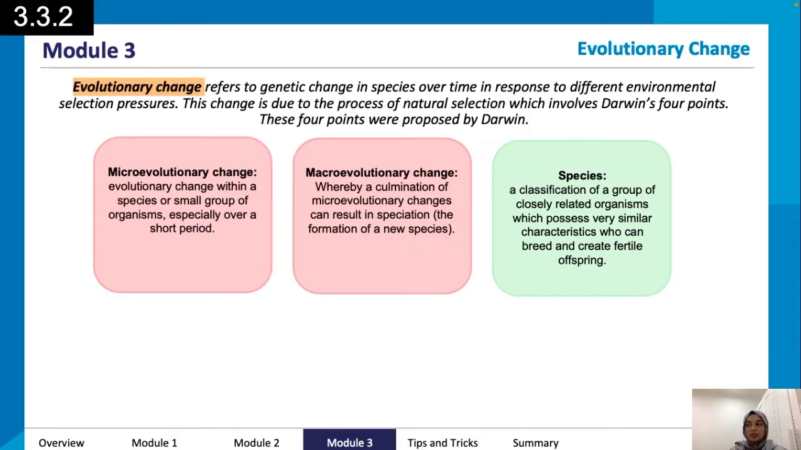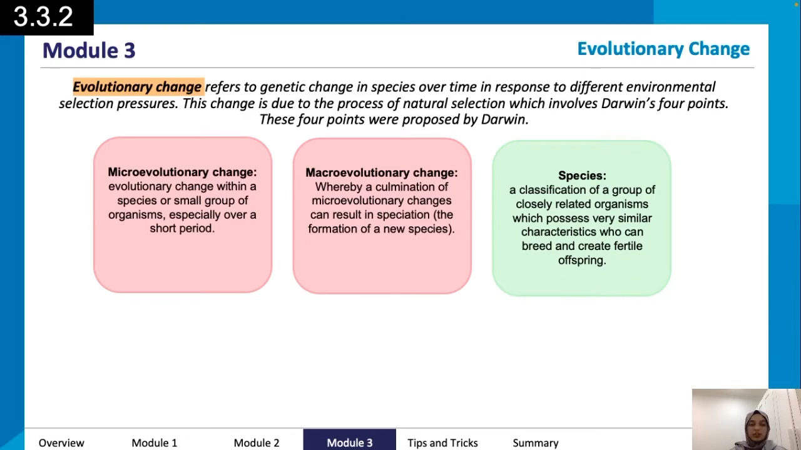Evolutionary change refers to the genetic change in species over time in response to different environmental selection pressures. This change is due to the process of natural selection, which involves Darwin's 4 points. These 4 points were proposed by Darwin.